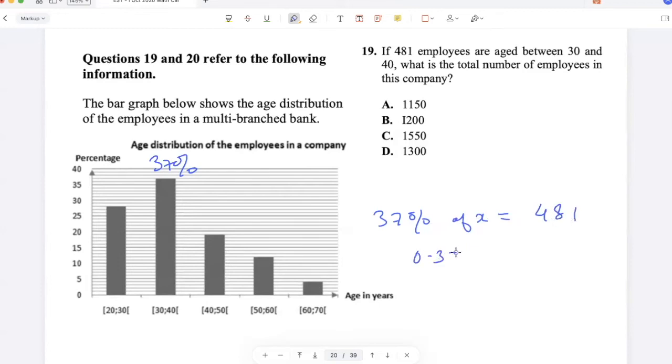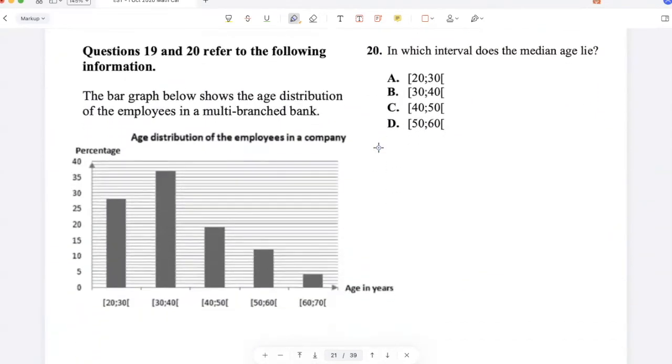So 0.37X is 481. So X is 481 by 0.37. So let's plug that in. 481 divided by 0.37, which is 1300. So that's D.